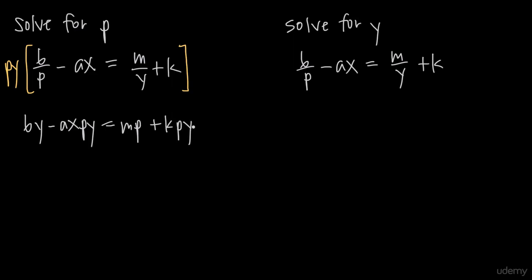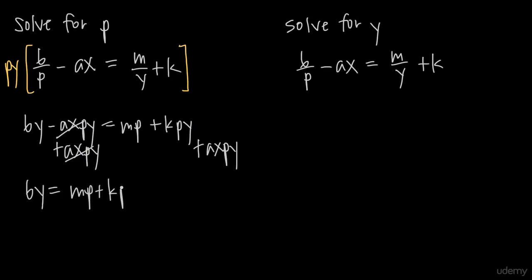Now we need to go ahead and solve this for p, and in order to do that, we need to collect all the terms that involve p together on one side, putting all the terms that don't involve p on the other side. So the only term that doesn't involve p is this 6y, so we want to get that by itself, which means we need to move this negative axpy to the right hand side. So in order to do that, we're going to add axpy to both sides, plus axpy, and when we do that, we'll get axpy to cancel on this side because we've got a negative and a positive. So then we have 6y is equal to mp plus kpy plus axpy.